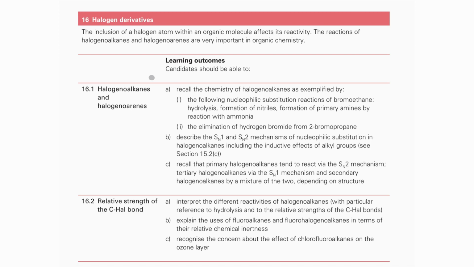Hi, today we will go into chapter 16, halogen derivatives. We will go into detail for halogenoalkane to describe the SN1 and SN2 mechanisms of nucleophilic substitution. So we will go for primary halogenoalkane for SN2 and also tertiary halogenoalkane for SN1. Some of the secondary halogenoalkane will go for SN2 and some will go for SN1. It is always depending on its structure.